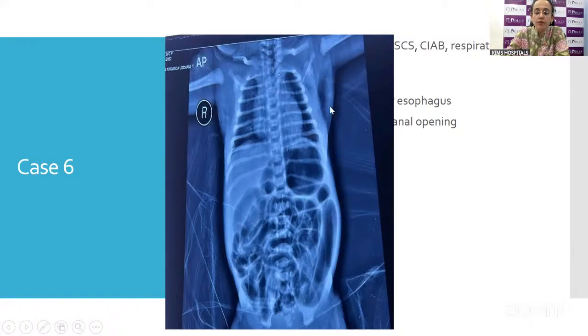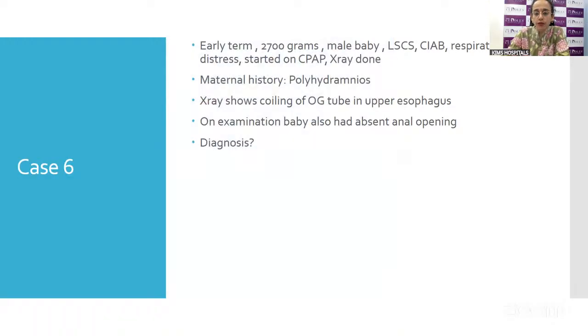So this baby was referred for increased frothing from the mouth and respiratory distress. This is a term baby who cried immediately after birth. Then the baby had respiratory distress with excessive salivation from the mouth. So the baby was started on CPAP, an OG tube was placed, and X-ray was done.